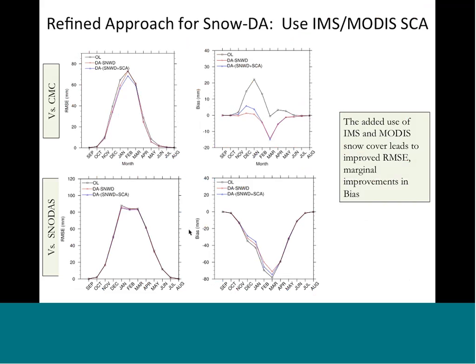And so, again, like I was mentioning before, you've got two things you could compare to that are independent, CMC and SNODAS. So the top row is CMC, the bottom row is SNODAS. The column on the left is RMS error. The column on the right is bias. And I think if you focus in on the biased ones, it kind of tells the story, where the open loop, generally, it depends on what you compare to. You tend to have a high bias if you compare to CMC. You have a low bias if you compare to SNODAS. In general, the biases get better when you assimilate, and they get even better when you add the SCA.